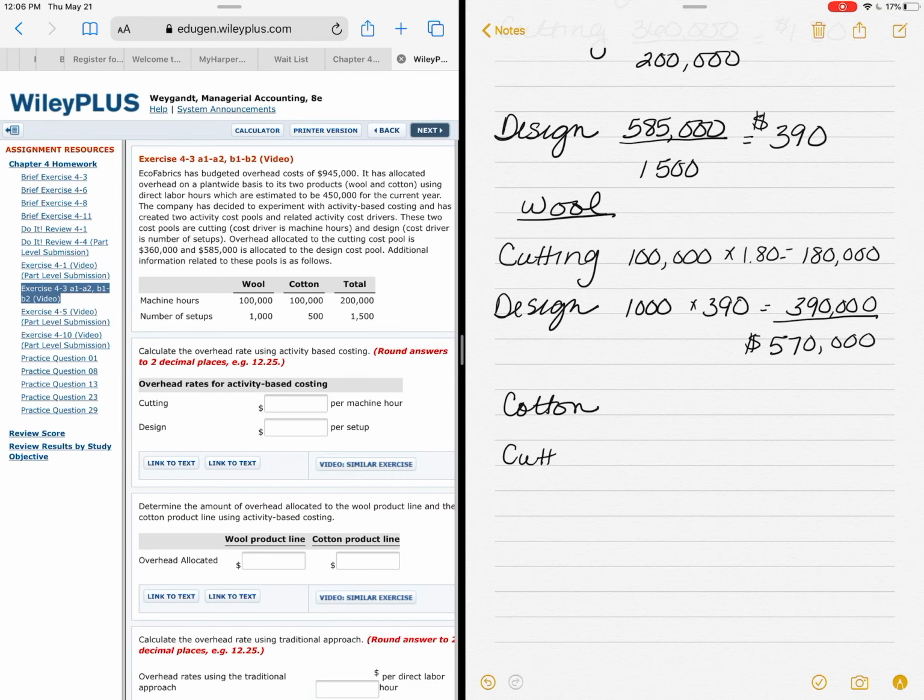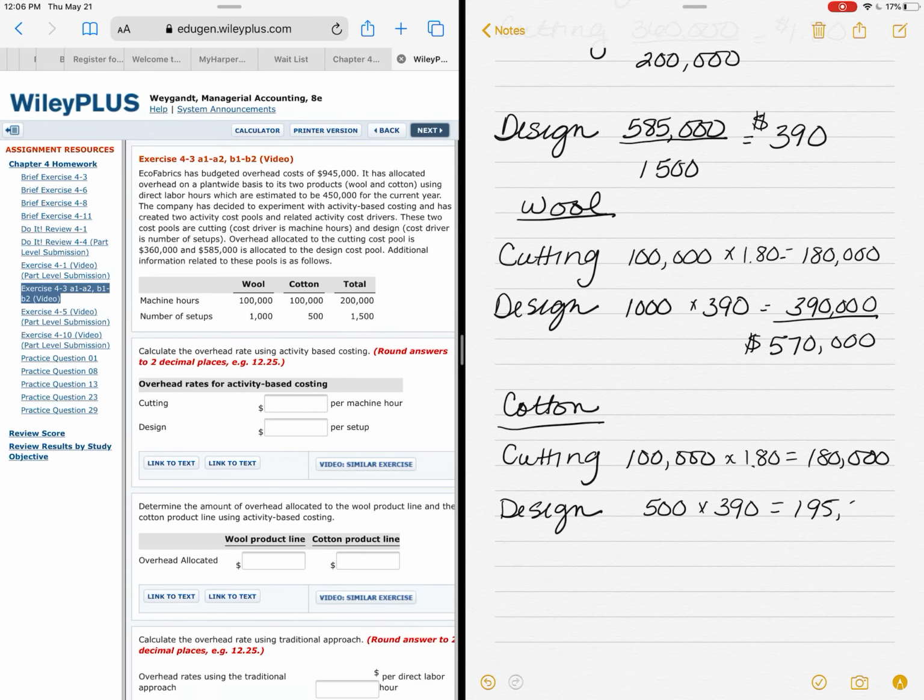Again, we break it into our two activities, and we're going to look at how much the cotton accounts for each of these. The cutting is still 1,000, so we're going to times that by that $1.80. That doesn't change. But you can see the design area, the cotton only takes 500 setups. So I multiply that by that activity rate, and it should be 195. So the amount of total overhead that should be applied to cotton would be 375.